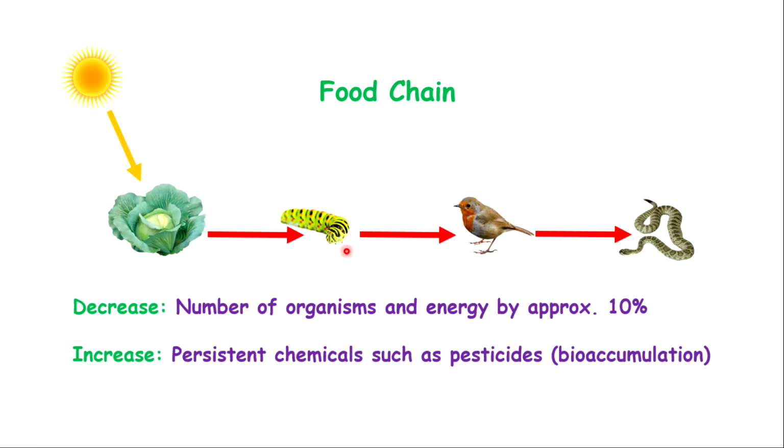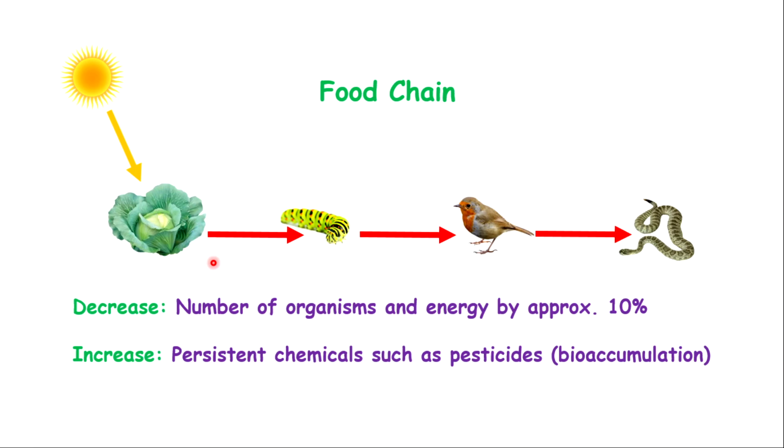Now, starting from the caterpillar, which is a consumer. Now, let's talk about consumers or heterotrophs. The first heterotroph here will be the caterpillar, then the bird, then the snake. So it's the first consumer, second consumer, third consumer. We can also call them primary consumer, secondary consumer, and tertiary consumer. Okay, so now you understand the producer and the consumer.